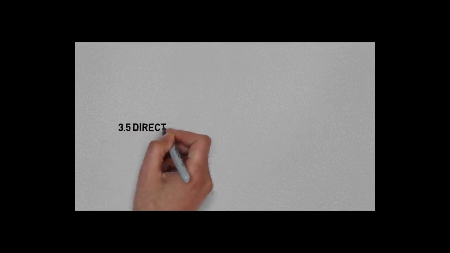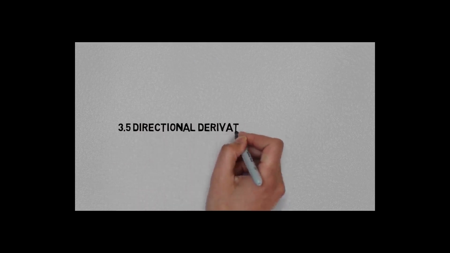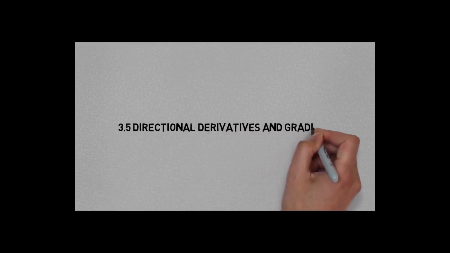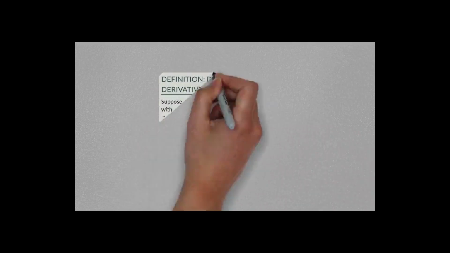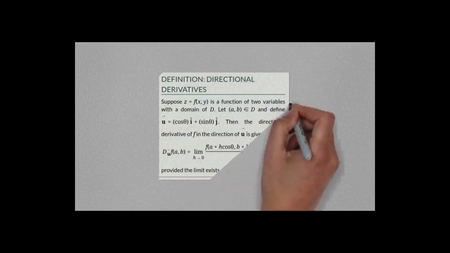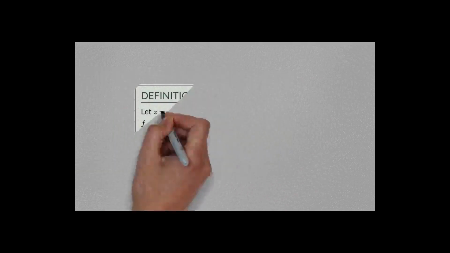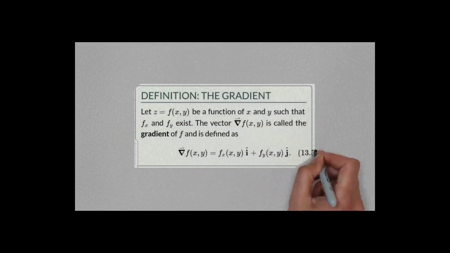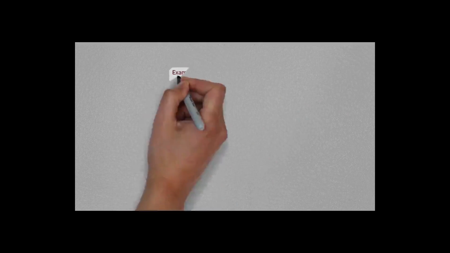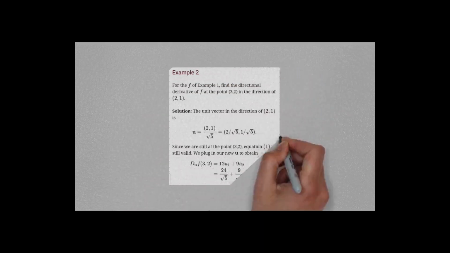And 3.5 is the directional derivative and gradient. This is the definition of directional derivative. f(x,y) is the function, and then the direction is a vector. And this is the definition of the gradient, or in Indonesian is kemiringan, the slope of a plane. And here's the example for both. For the example of 1, at the point (3,2) and the direction of (2,1), the solution is as above.